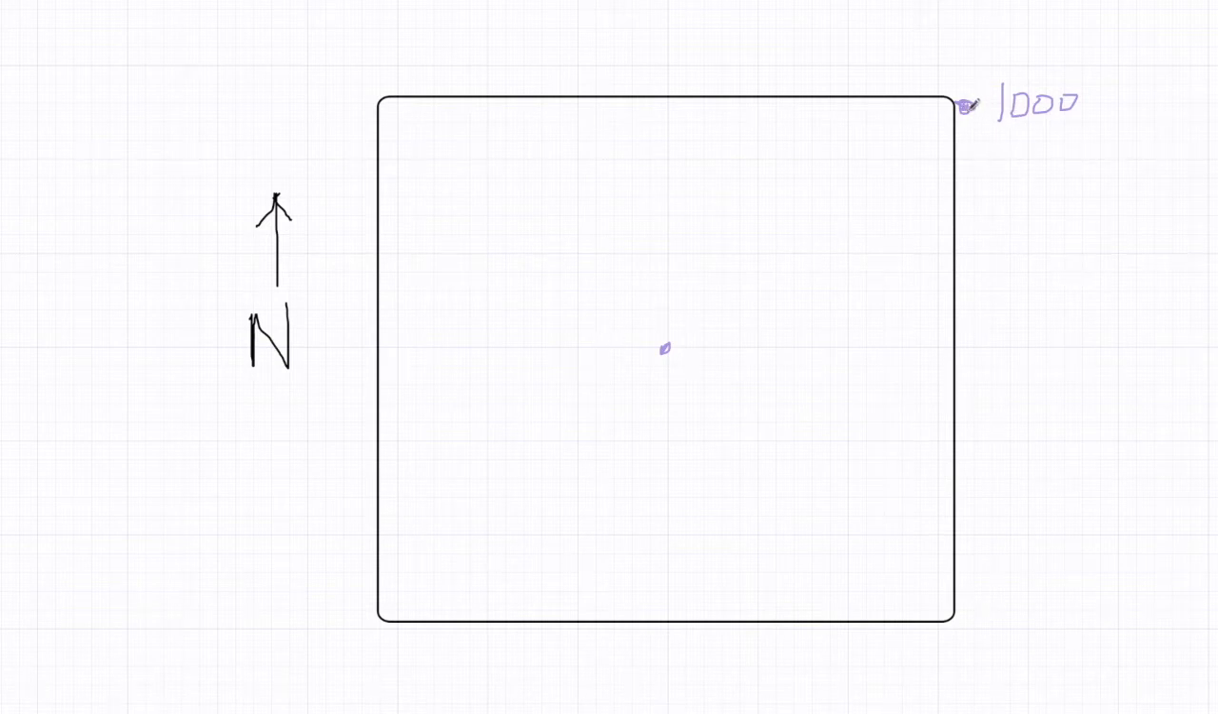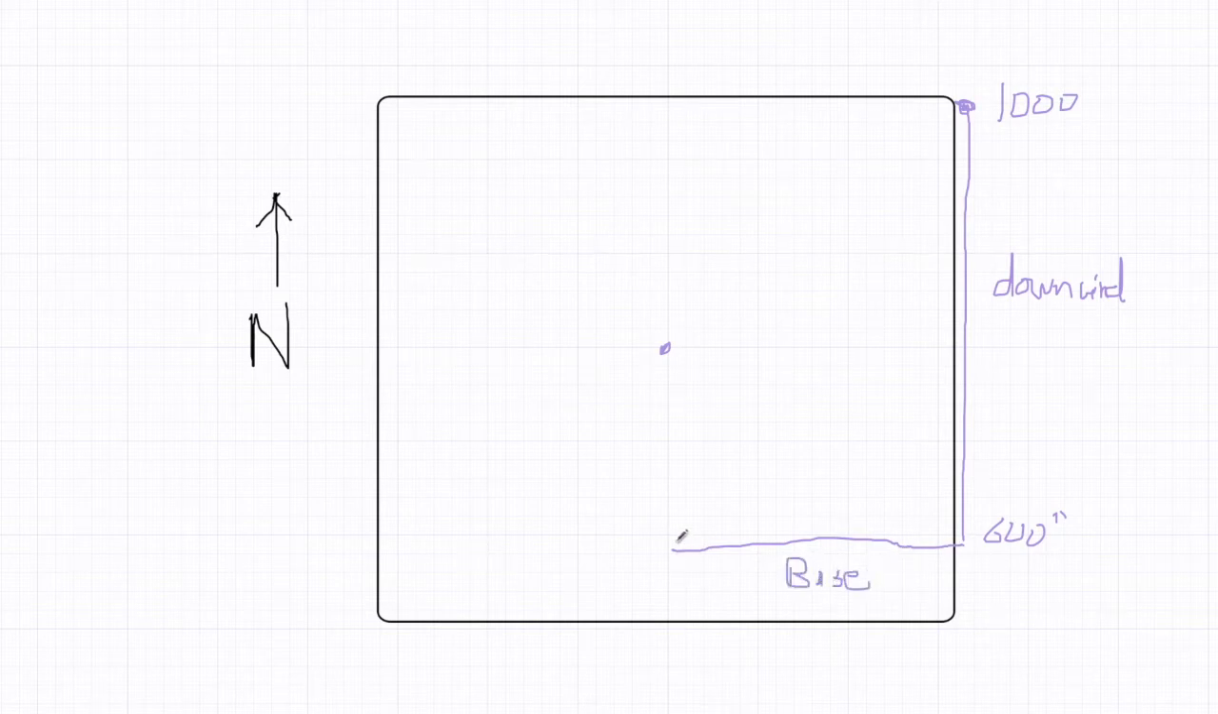So we start at 1,000 feet, and we go down to about 600 feet. And then this is called the downwind leg. Then we call this turning base. This is the base leg. And then we have at about 300 feet, all of this is situation dependent, but these are altitudes to start. 300 feet down to the landing area.